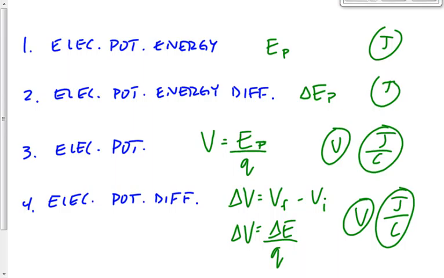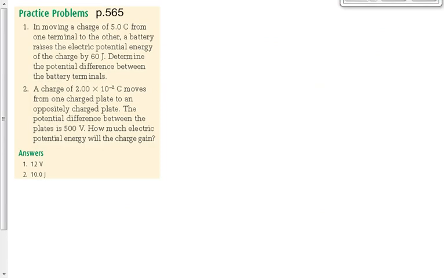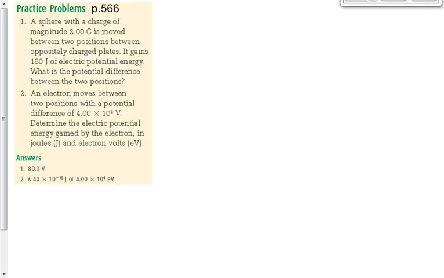All right, there were 4 questions that you had to work on last night. 565, 2 of them. Any issues with those? They all went well? Good? And then we had 566, questions 1 and 2. I'm going to go over question number 2 just because we have to do a conversion from joules to electron volts there. Any issues with number 1?